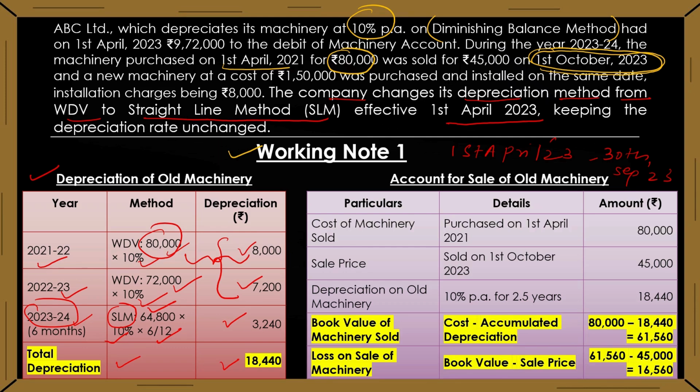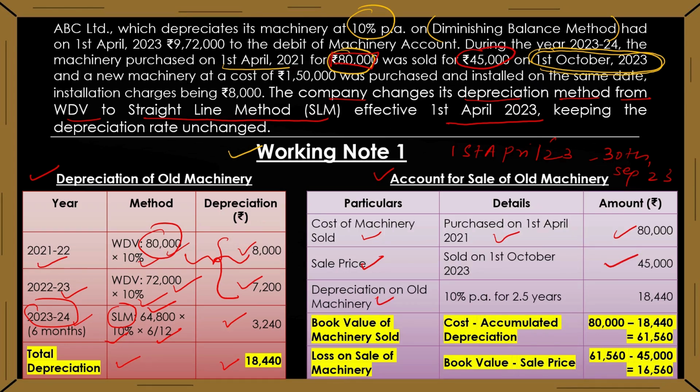Next, let us come to the account for sale of old machinery table, where we are going to find out whether we have earned profit or incurred loss on that sale. First is cost of machinery sold. That is purchased on 1st April 2020. What is the purchase price of that machinery? It is given as 80,000. So take 80,000 here. Next, we have to take the sale price, which was sold on 1st October 2023. It comes to 45,000. Take 45,000.